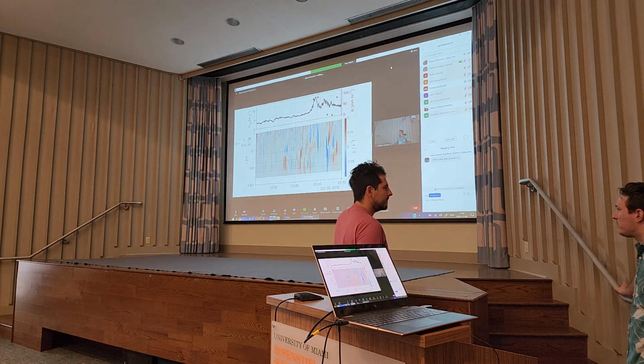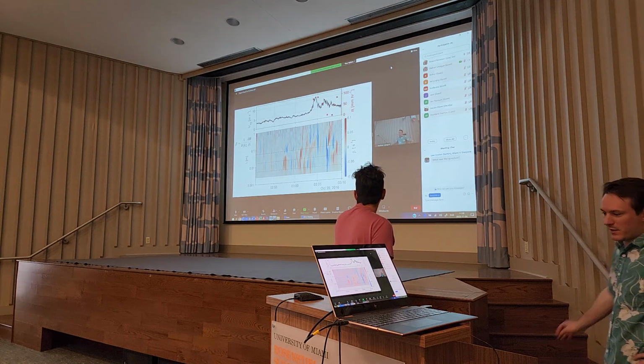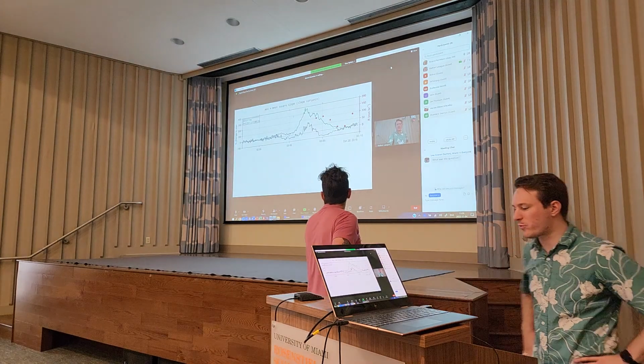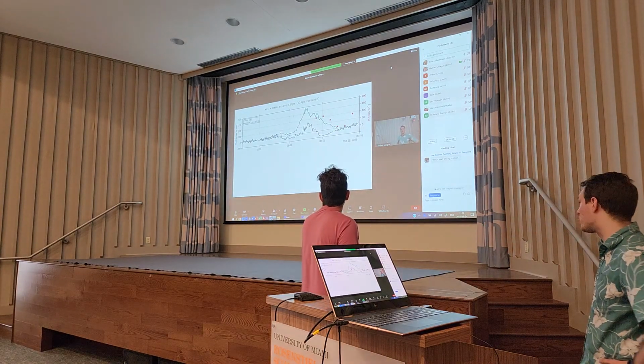Absolutely. So I think the best illustration of what you're talking about is this, where I report the surface slope variance for waves longer than 1 meter.